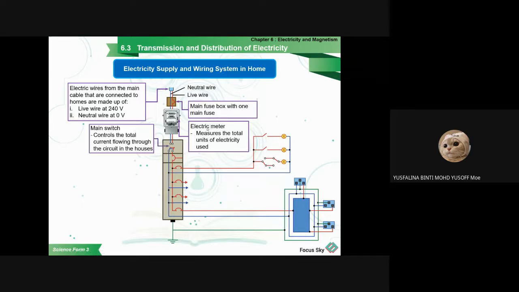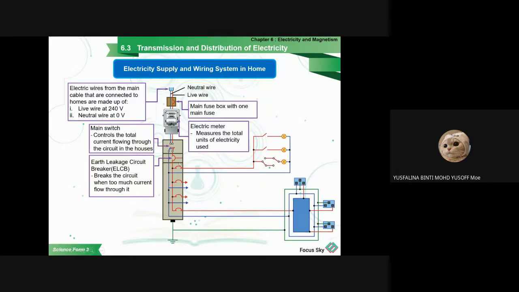And then this is the main switch. This one controls the total current flowing through the circuit in the house, so it controls how much current can flow to the house. Then this is the earth leakage circuit breaker. It breaks the circuit when too much current flows through it.